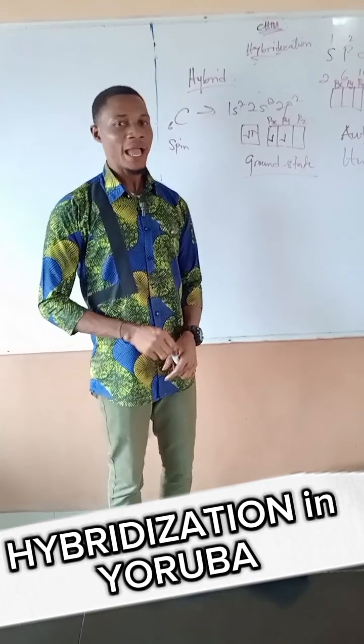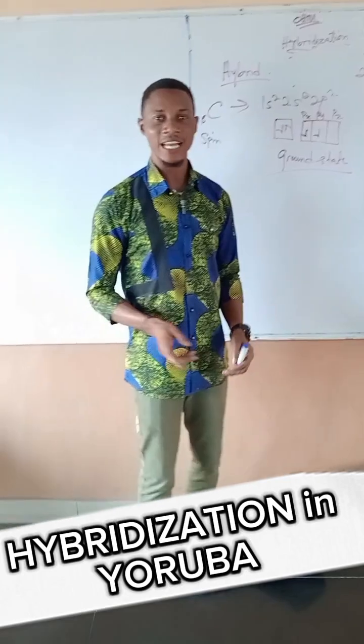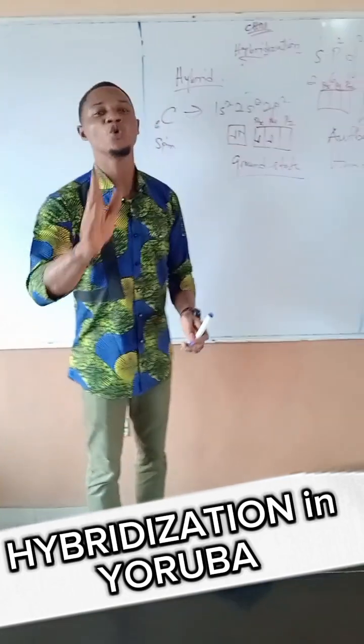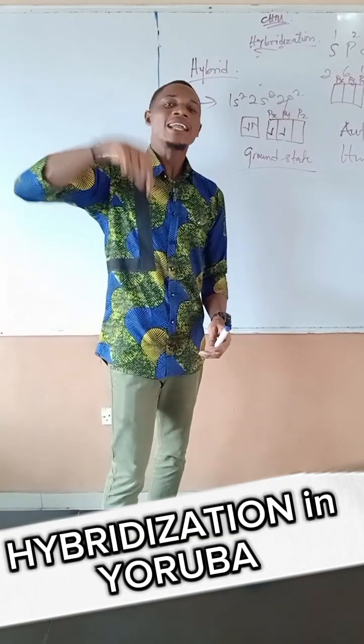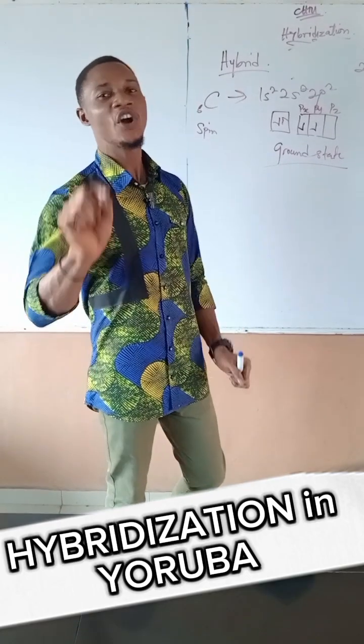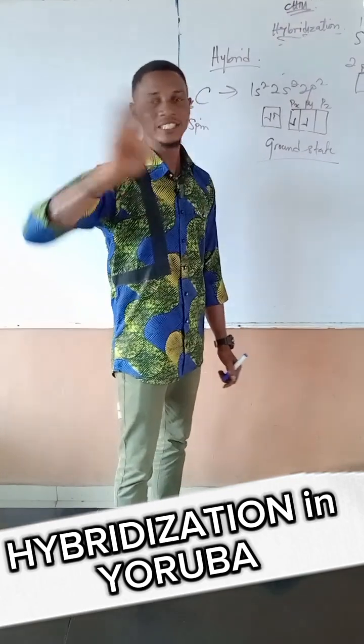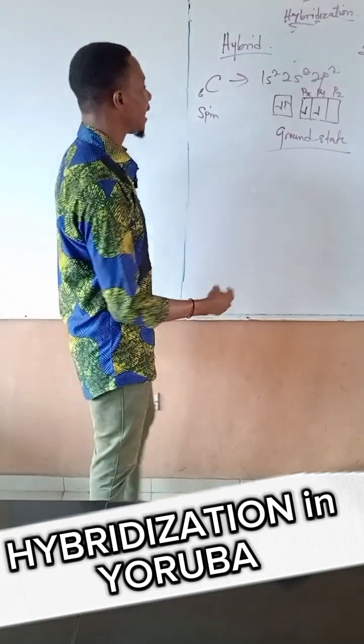Now, what tells us that we have carbon 4 oxide and carbon 2 oxide? It is actually at the excited state of the carbon atom that oxygen can combine with carbon to become carbon 2 oxide or carbon 4 oxide.